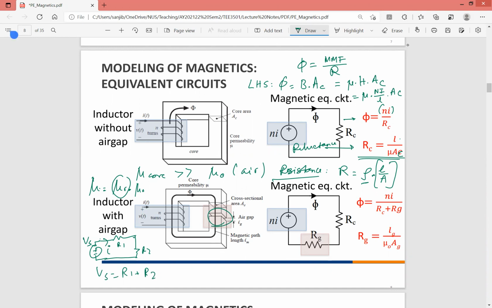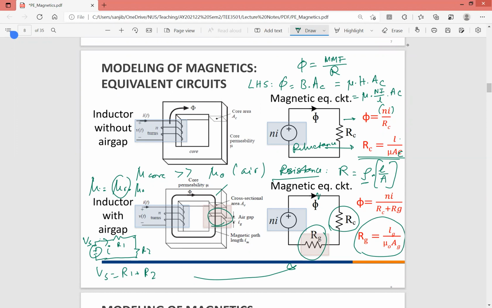Now, can you see that something similar would happen here, because the core and the air gap have the same flux lines passing through them, right? Whenever flux passes through a part of the path, there will be an equivalent voltage drop or magnetomotive force drop. So we can imagine as if the magnetic circuit consists of two sub-circuit resistances. One is the reluctance of the core, the other is the reluctance of the gap.